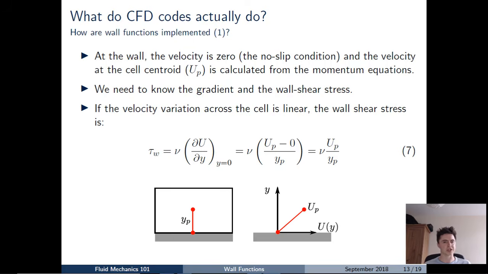So actually what we need to know is the gradient and the wall shear stress normal to the wall. And if the cell is very close to the wall in the viscous sublayer, we know that that variation is linear, and so actually it's very straightforward to calculate the wall shear stress, and we can do that using equation 7.